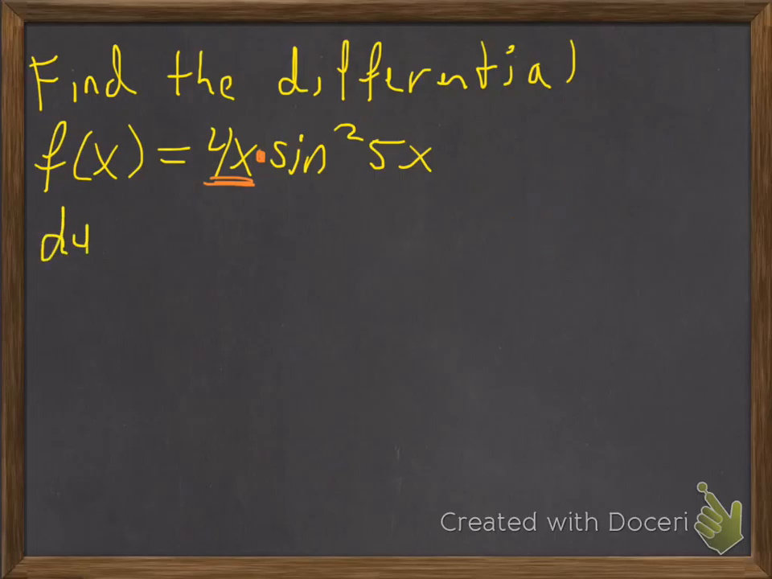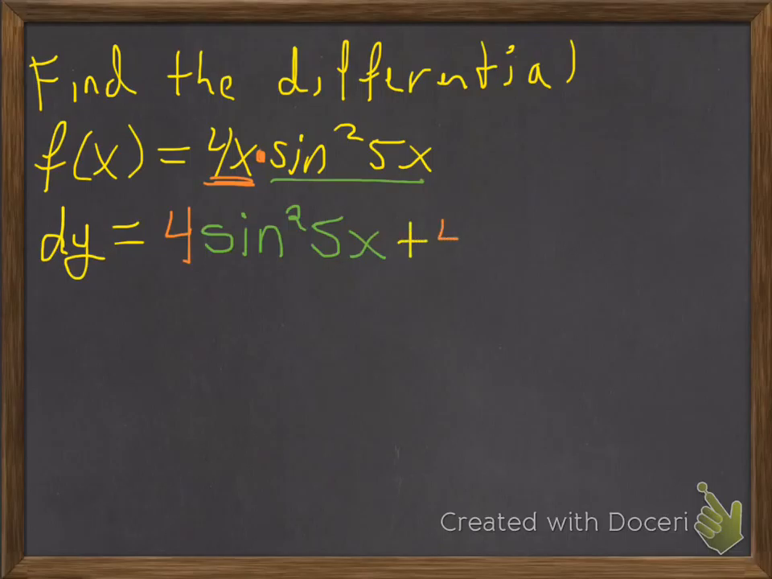So dy will be 4, the derivative of the 4x is just 4, times the second function. Now the second function is a composition. There's actually three functions. The outermost function is square, then the middle function is sine, and then the innermost function is 5x.